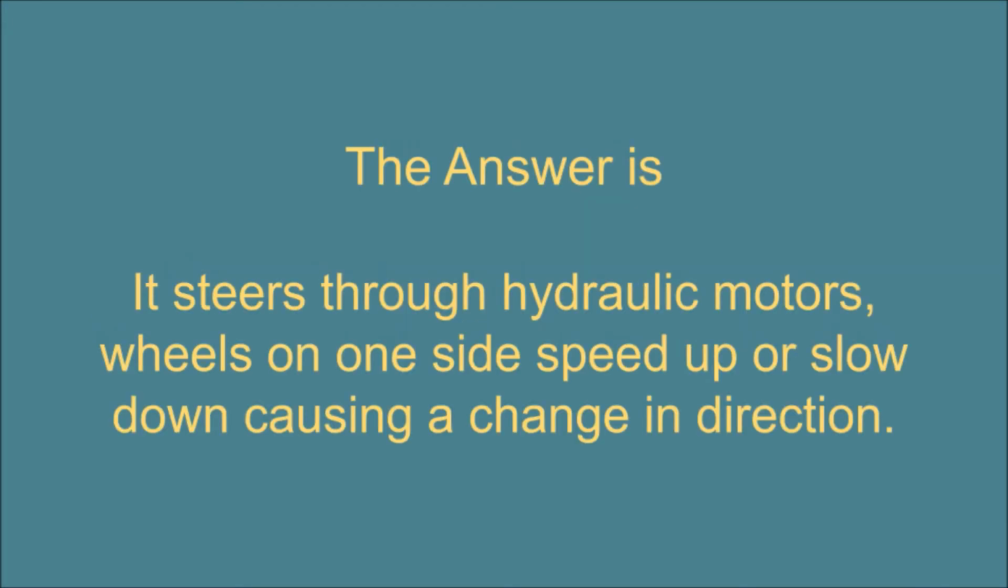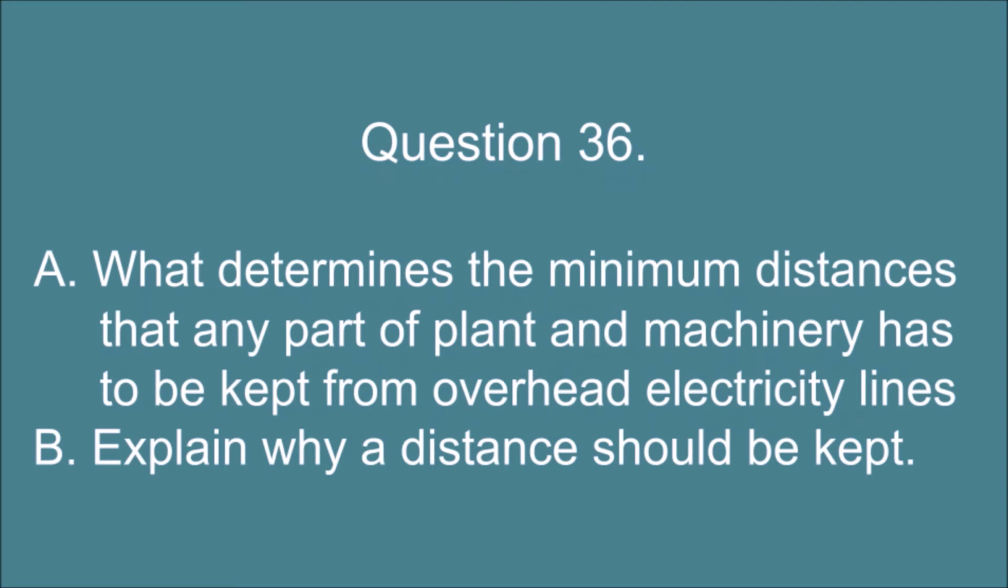The answer is: it steers through hydraulic motors, wheels on one side speed up or slow down, causing a change in direction. Question 36. A. What determines the minimum distances that any part of plant and machinery has to be kept from overhead electricity lines, and B. Explain why a distance should be kept.